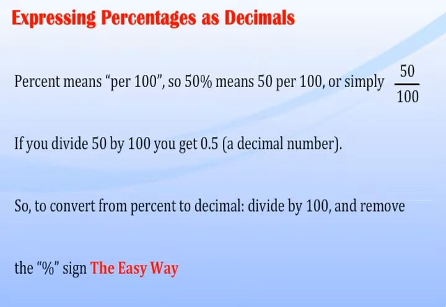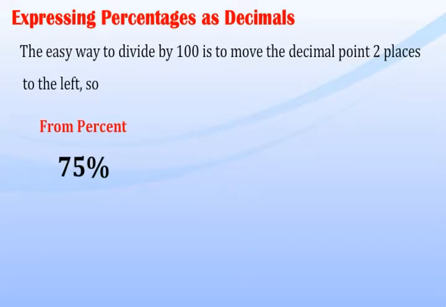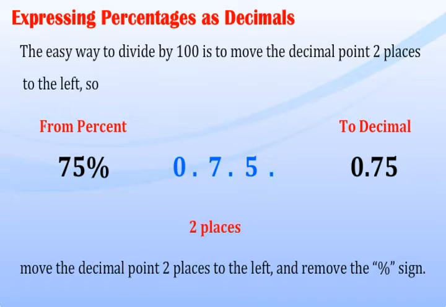The easy way. The easy way to divide by 100 is to move the decimal point 2 places to the left. So, from percent 75% to decimal 0.75. Move the decimal point 2 places to the left and remove the percent sign.